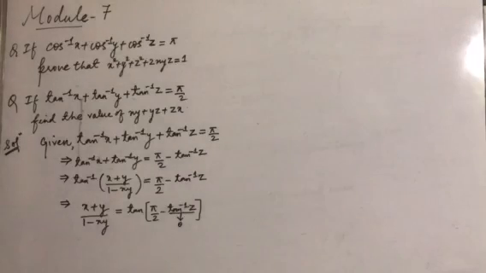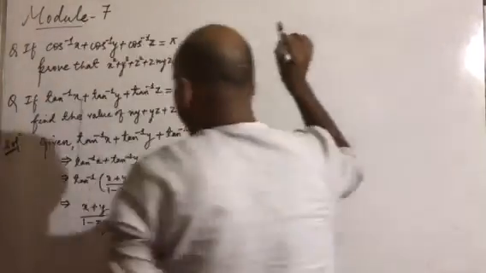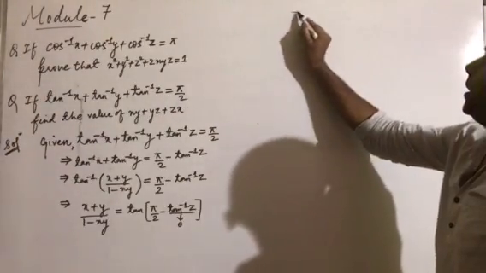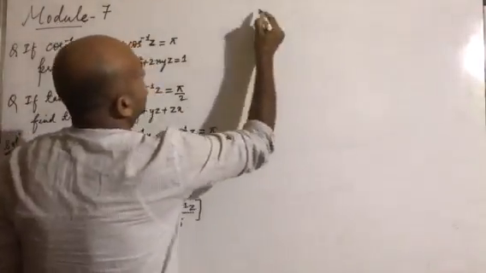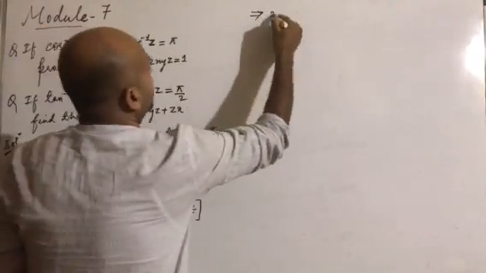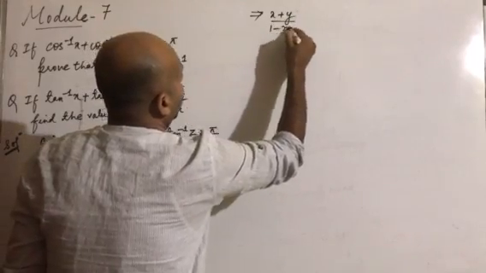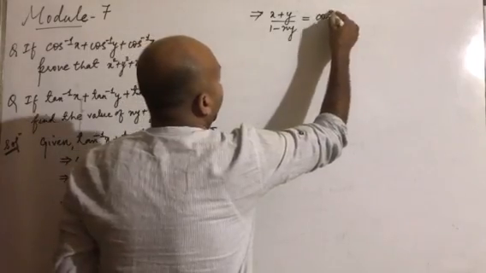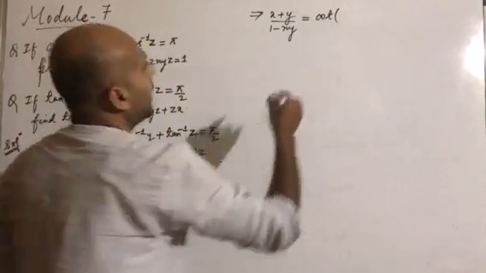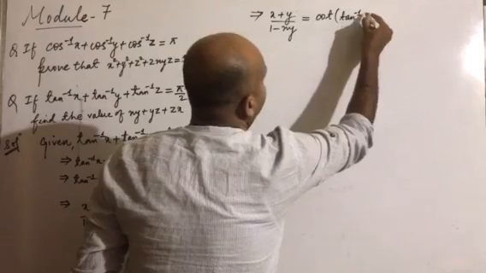If you remember, in standard 10 we studied complementary angles. In that there is a formula: tan 90 minus theta is equal to what? Cot theta. Am I clear or not? So the formula for tan 90 minus theta is equal to cot theta. So I'll continue with this. This implies that x plus y divided by 1 minus xy is equal to tan 90 minus theta, which is cot, and instead of theta what I am having? Tan inverse z. So I'll write this as cot of tan inverse of z.